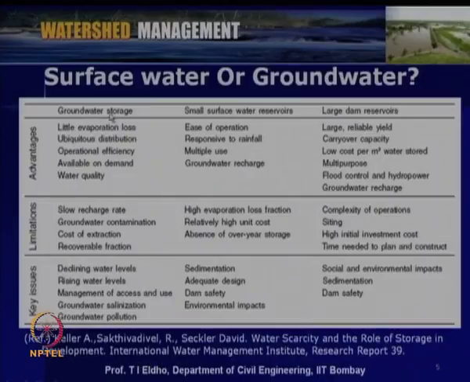So, if you consider the groundwater storage, then the advantages will be little evaporation loss, then ubiquitous distribution. So, wherever we want we can get it, then operational efficiency, available on demand, and we will have better quality water. So, these are some of the advantages as far as groundwater is concerned. Then if you store surface water in small reservoirs, then ease of operation, responsive to rainfall. So, even small rainfall will have sufficient water in these small reservoirs. Then multiple uses, like irrigation or water supply. Then this also serves as groundwater recharge.